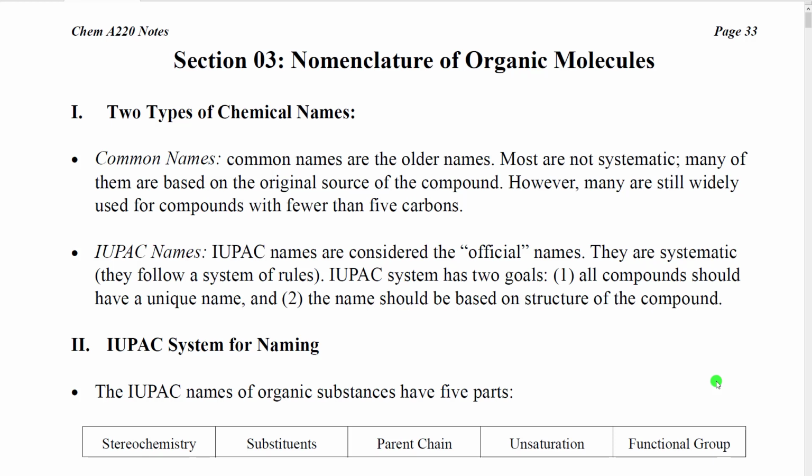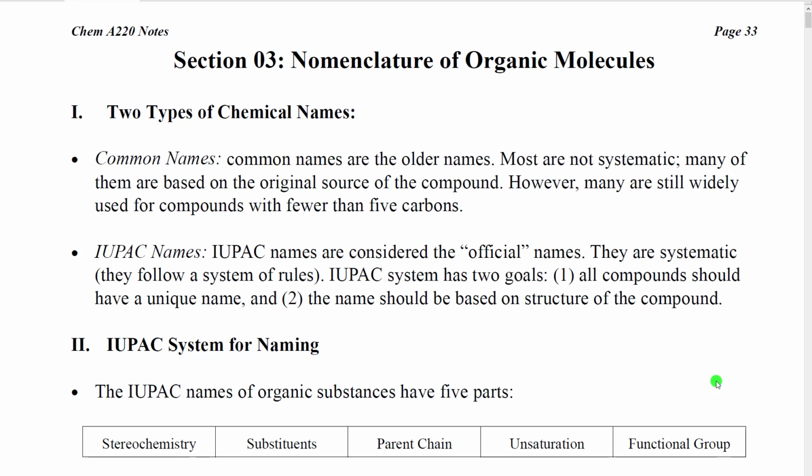In section 3, we're going to discuss the nomenclature of organic molecules. In other words, how to name organic molecules. So there are two types of chemical names that you are likely to encounter. The first one are called common names. Common names are generally the older names of chemical substances. However, many are still used today for common substances, especially industrial substances, typically smaller than about 5 carbons.